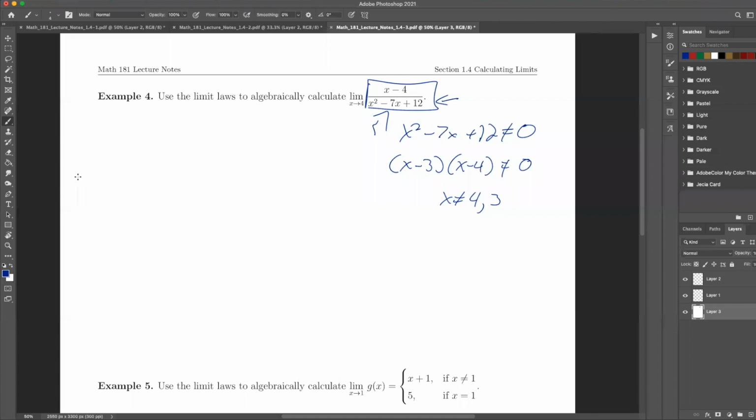However, what you're actually going to do is take the limit as x approaches 4 of x minus 4 over, and then we're going to factor the bottom: (x minus 4)(x minus 3). Now, before, you were not allowed to do this, right? You could not add or divide or get rid of zeros. You just weren't allowed to do it, right?